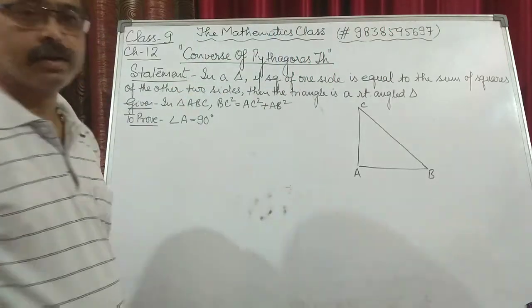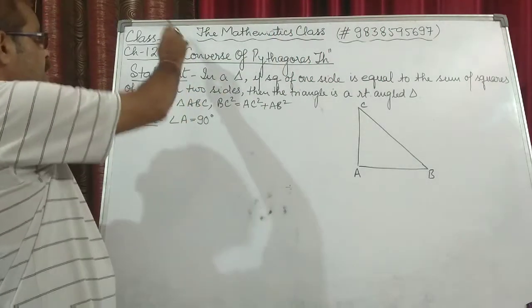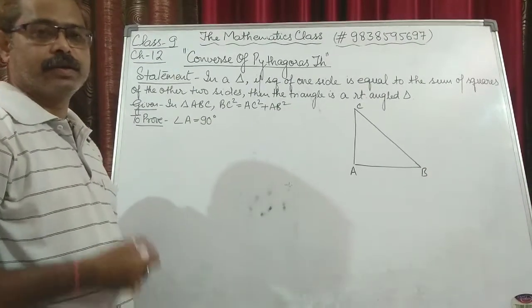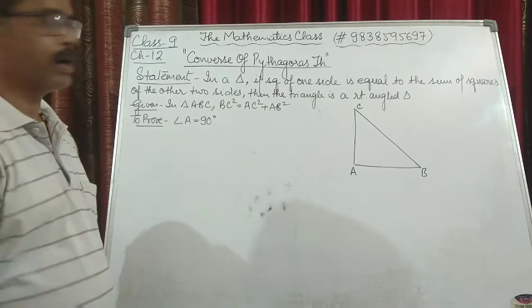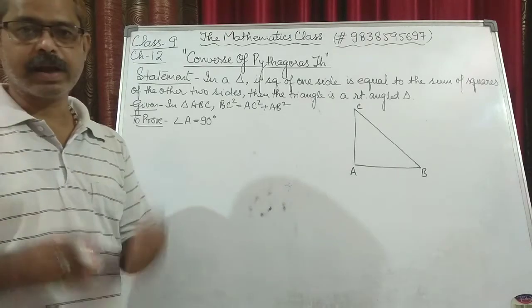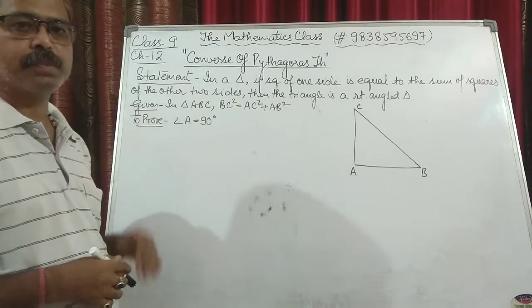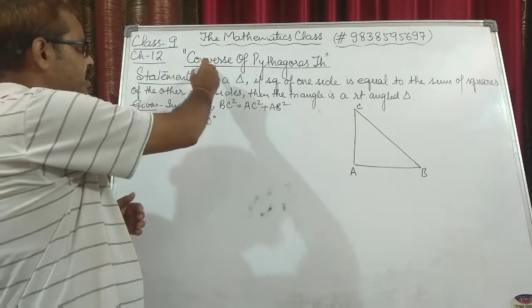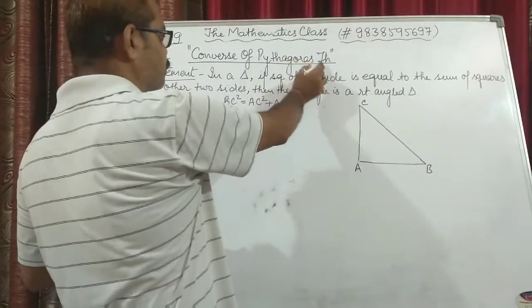Mathematics class. This class is for class 9th and we were doing chapter 12 from the textbook ML Agarwal. In the previous class we discussed Pythagoras theorem. Today we will be discussing its converse.